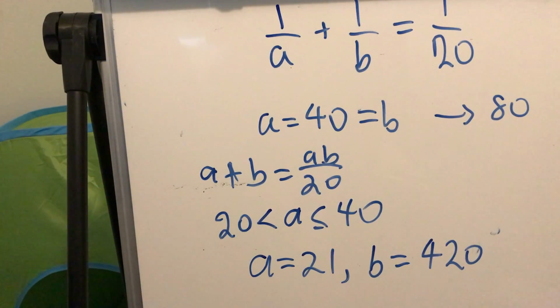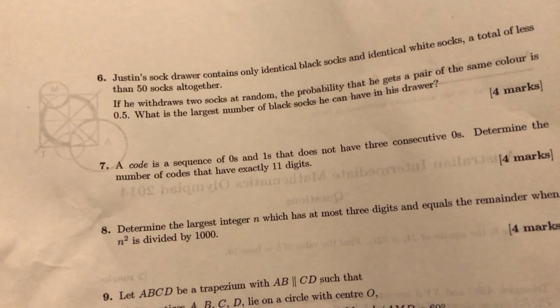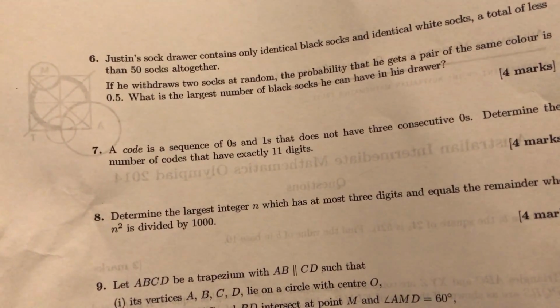Okay, so even if you try 22 or 23 and keep going, you'll see that the b value drops dramatically. So this is the only one that's going to have a sum over 400, and therefore it's going to be the largest. So I skip to question 7 because it looks standard.